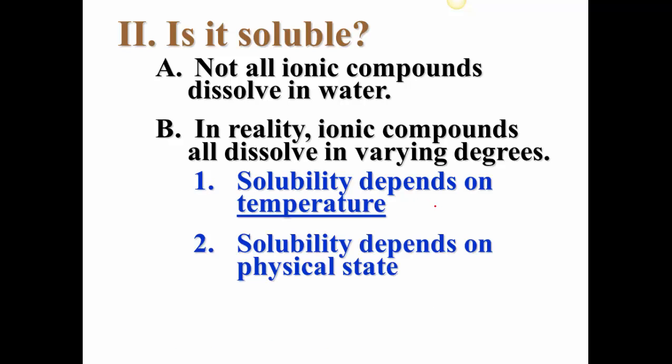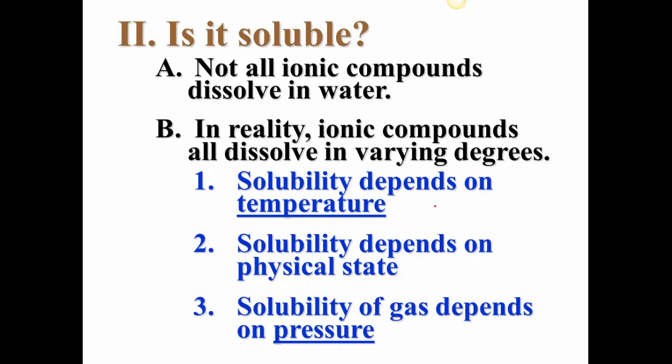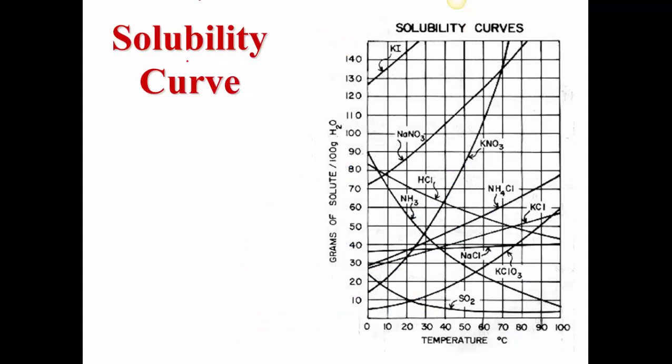So the solubility depends on the temperature, and it depends on the physical state of the solute and the solvent. And it also depends on the gas pressure. Now if you look at the solubility curve, here we have temperature along the bottom, and we have the amount of solute in grams, and that's for each of these chemicals. Each of these compounds that are listed goes with the line that it's pointing to. So HCl here is hydrochloric acid. If you notice, the solubility goes down as the temperature increases.